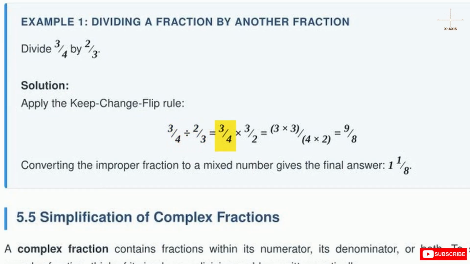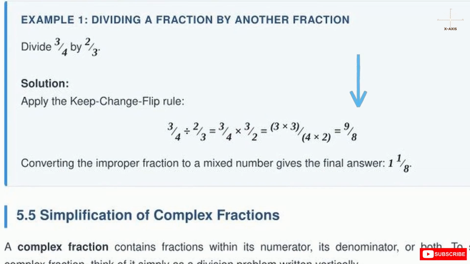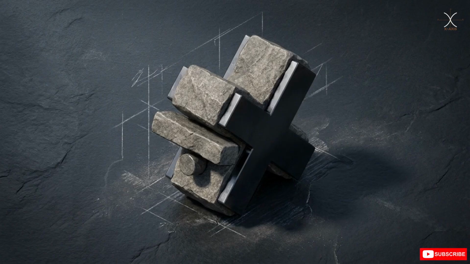Let's apply this in example 1, dividing 3/4 by 2/3. We keep 3/4, change the symbol to multiplication, and flip 2/3 to 3/2. Multiplying straight across gives 9/8. This improper fraction converts to the final answer, 1 and 1/8. This keep, change, flip tool turns every division problem into a basic multiplication task.